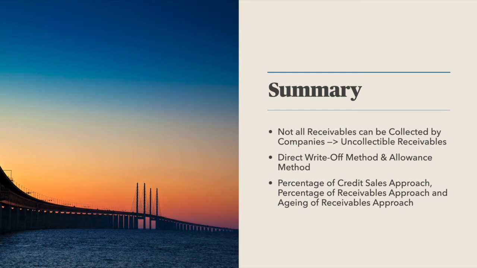To summarize, not all receivables can be collected by companies, leading to uncollectible receivables. The two methods used are the direct write-off method and the allowance method. And the three approaches used to estimate the uncollectible amount are the percentage of credit sales approach, the percentage of receivables approach, and the aging of receivables approach.